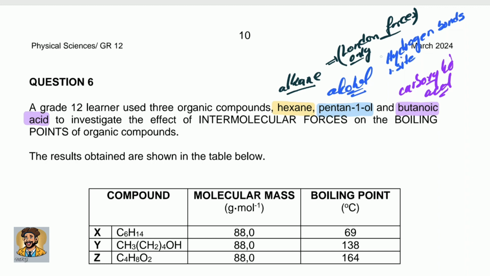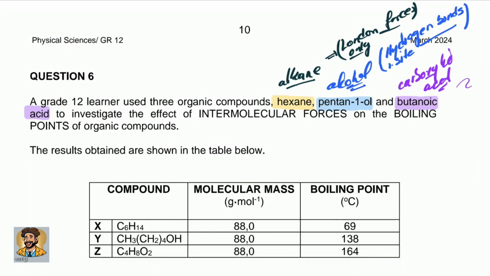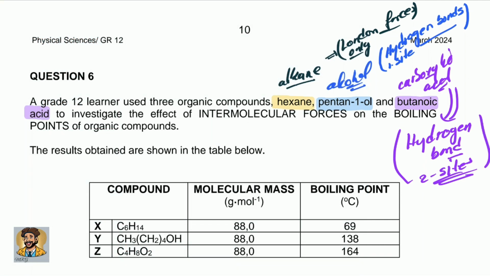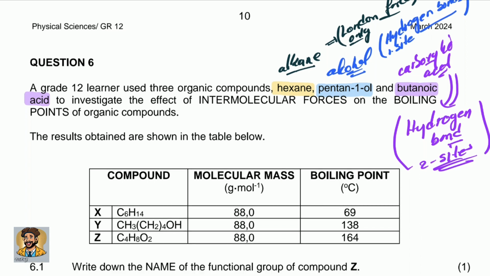And then the carboxylic acid is also going to have hydrogen bond. I'm going to write it down here. But it will have 2 sides. So it has 2 sides for hydrogen bond. That is the difference between the carboxylic acid and the alcohol. So now we can move on.